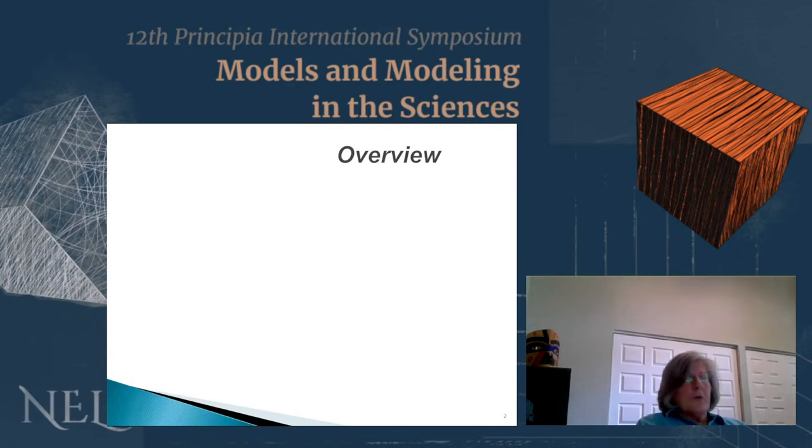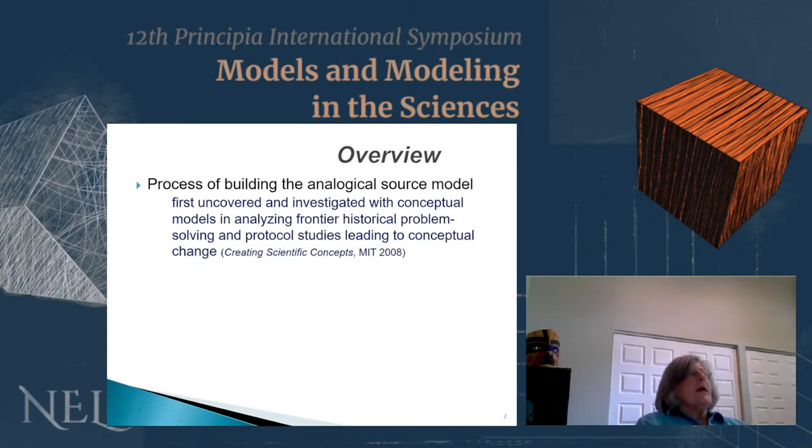So first, for an overview, I'm first of all going to discuss processes of building an analogical source model. As I said, I first uncovered this process of building the source, rather than retrieving the source from a solved problem, by analyzing historical frontier problem solving and protocol studies leading to conceptual change.